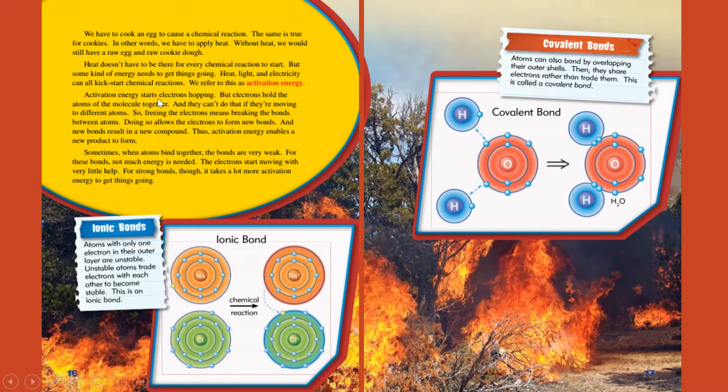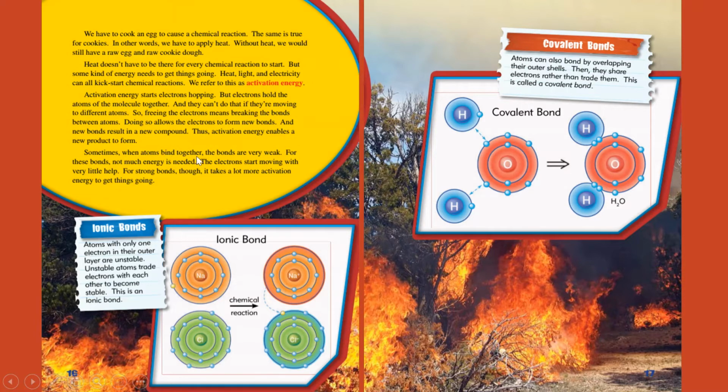Activation energy starts electrons hopping, but electrons hold the atoms of the molecule together, and they can't do that if they're moving to different atoms. So freeing the electrons means breaking the bonds between atoms. Doing so allows the electrons to form new bonds, and new bonds result in a new compound. Thus, activation energy enables a new product to form.